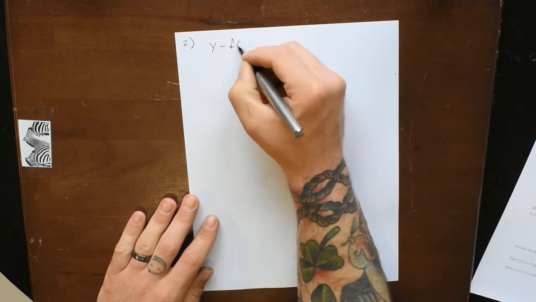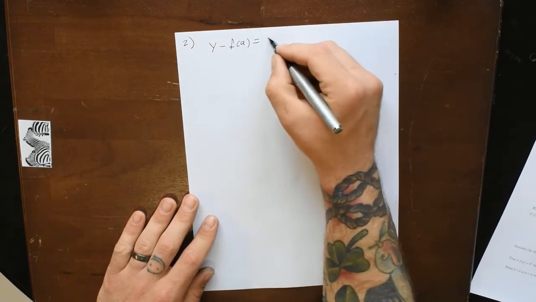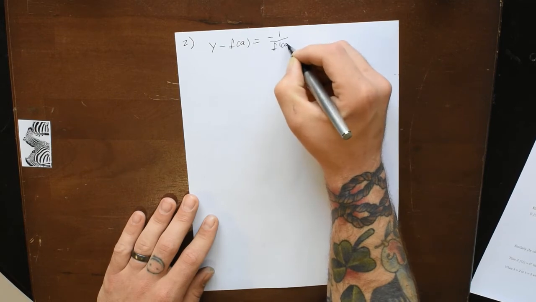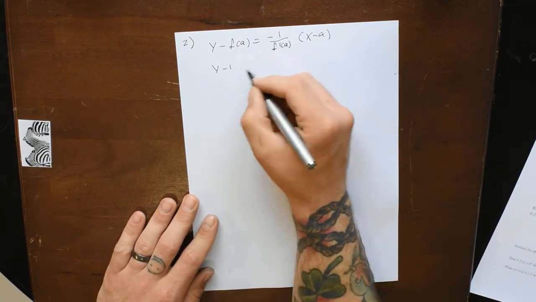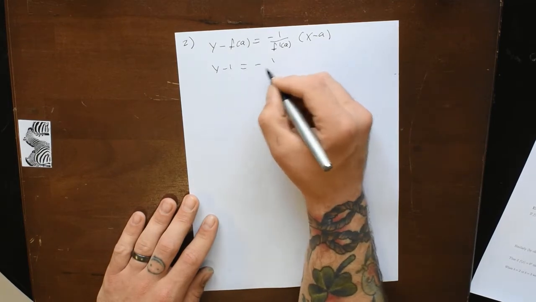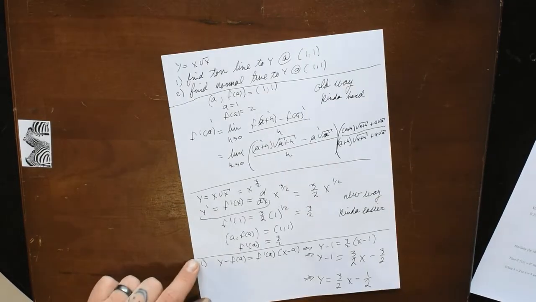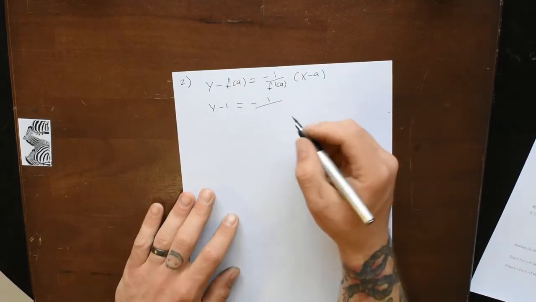For 2, y minus f of a is equal to negative 1 over f prime of a times x minus a. y minus 1 is equal to negative 1 over 3 halves, times x minus 1.